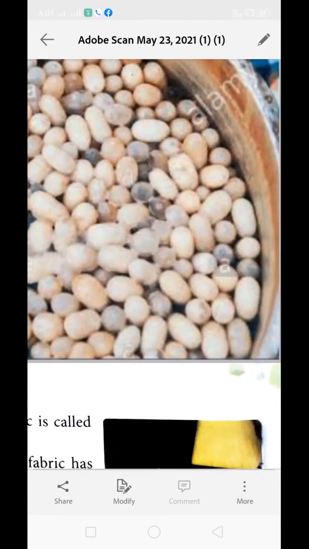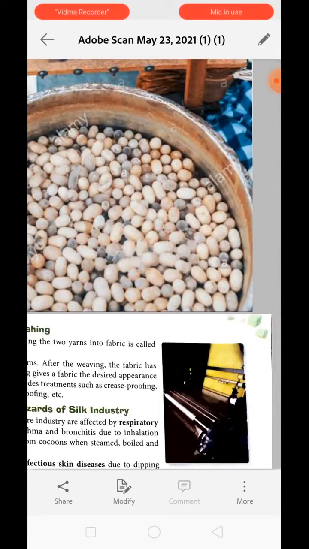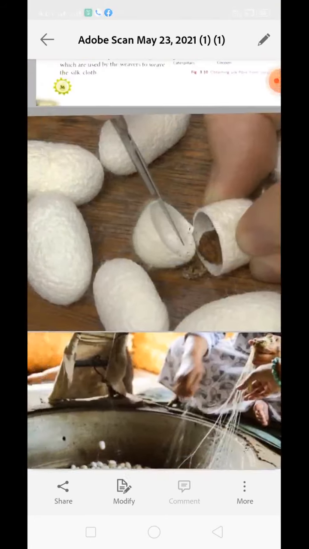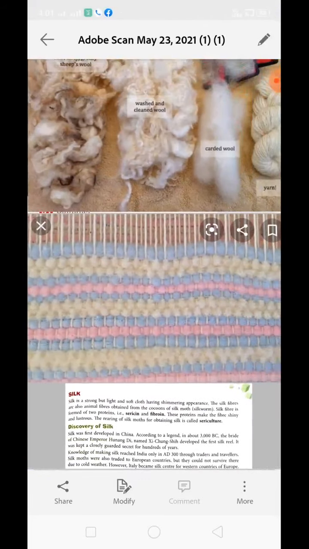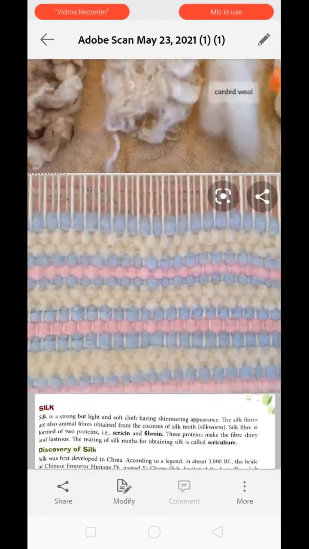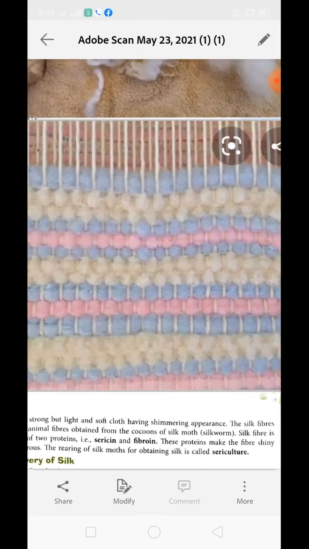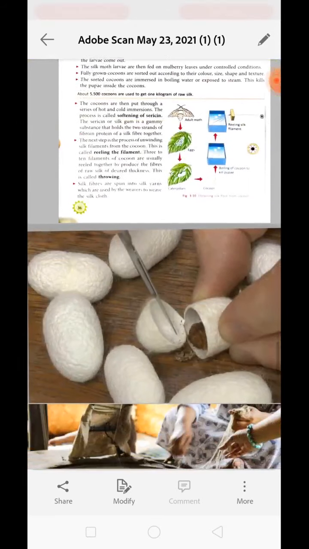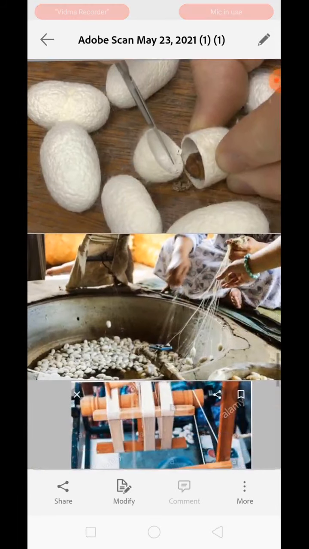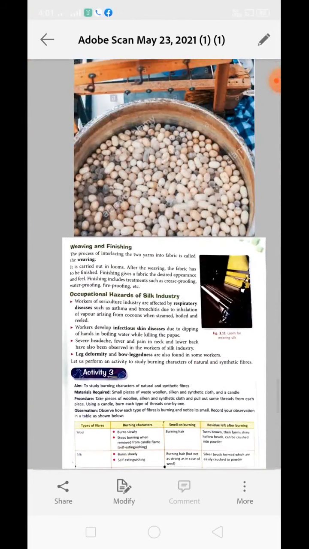Okay, now the silk fibers are spun into yarn, which is used by the weavers to weave the silk cloth. What is weaving? The process of interlocking two yarns into fabric is called weaving. You can see in this diagram over here, two threads are interlocked. I know this is a woolen cloth, not silken cloth, but it is the same thing that happens during weaving. So after weaving, what will happen? The fabric will be ready, and we can use this fabric to prepare any cloth.